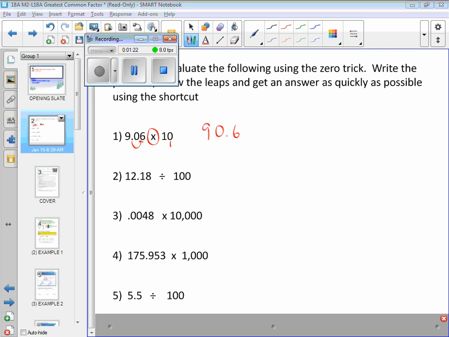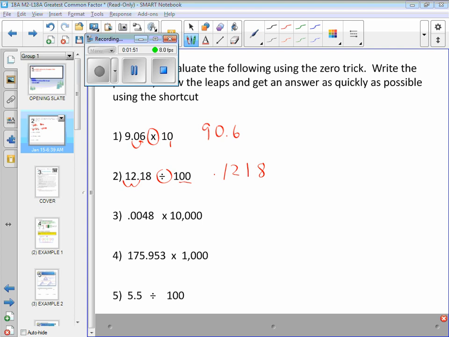Alex, what about number 2? Would you read it to me? Point, and then give me the digits again. You got it, but you left off the 8. You still need that 8. How many got 0.1218? Okay, division. So now we know we're going to the left. 2 zeros, 2 leaps.